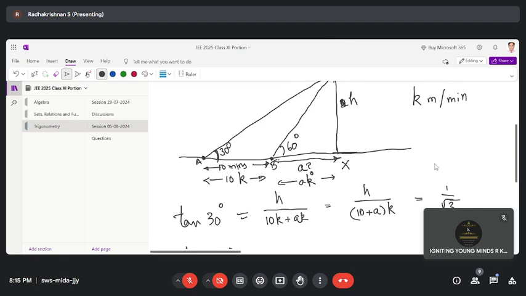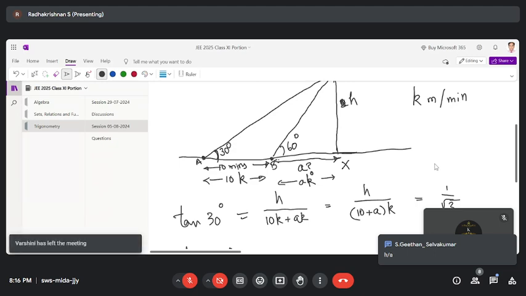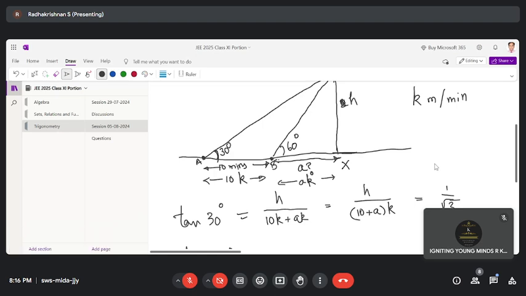X by Y. What is x and what is y? In the diagram I have shown, no? Opposite is what? The tan 60 degree comes in the triangle BXY, correct? Okay. In the triangle, tan 60 degree is what? Opposite by adjacent, which is H by A. Ethan Selvakumar got it. H by A. Okay, so this is H by A.